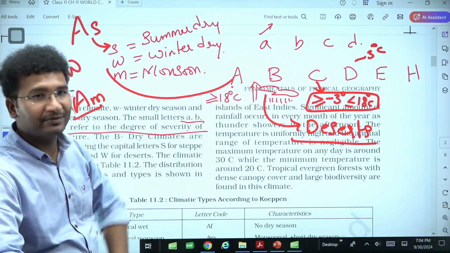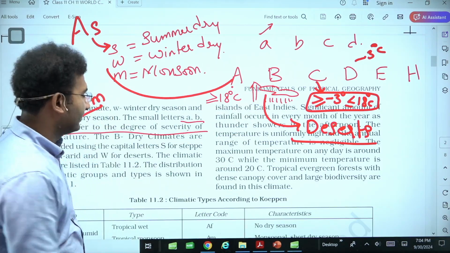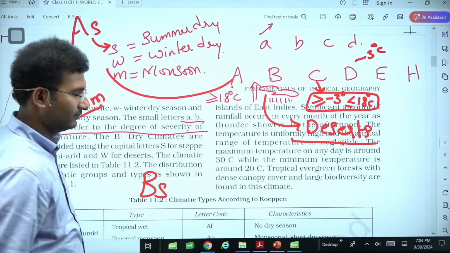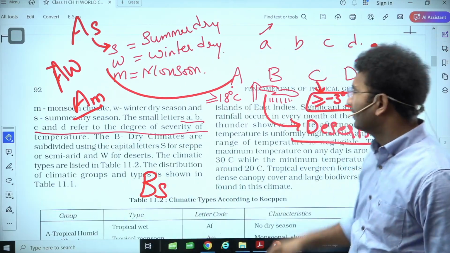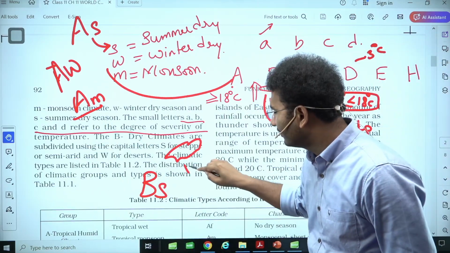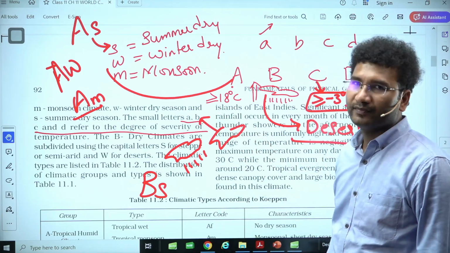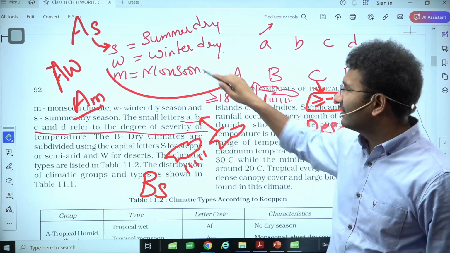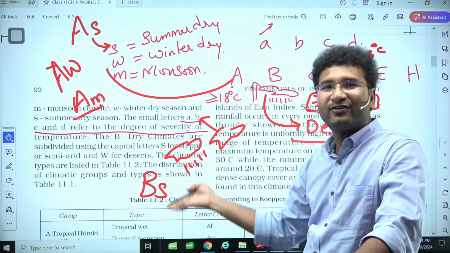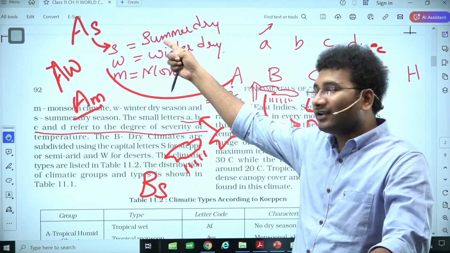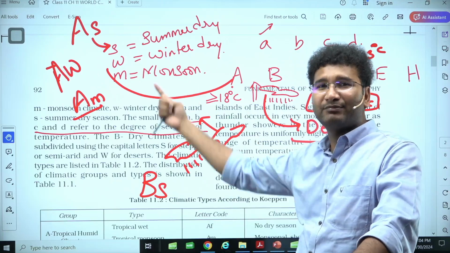Next, come to B type. Suppose they say that BS type of climate is there, right? So BS type of climate matlab jahan par B in the sense the rate of precipitation, rainfall should be less and the rate of evaporation should be more. Can I say BS means the rate of precipitation is less and the rate of evaporation is more, and it is dry in summer? And BW type of climate can also be there, BM type of climate can also be there.